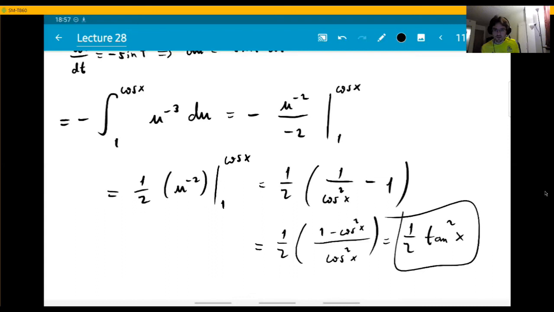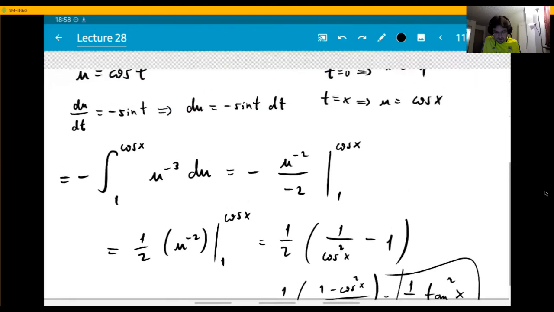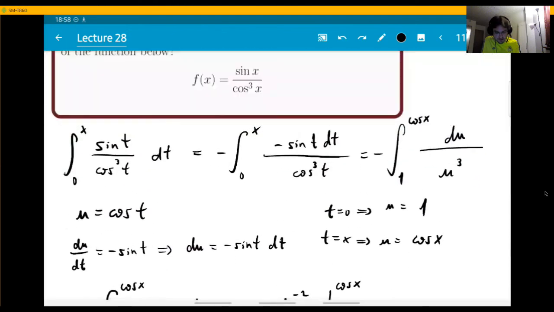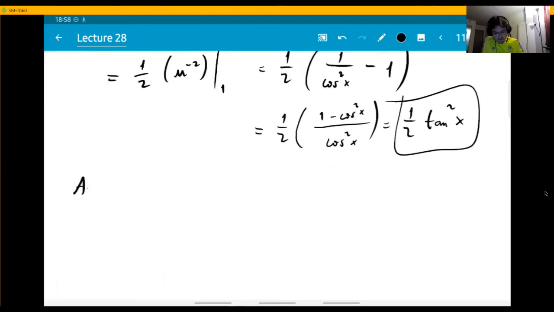Oddly enough, in this problem, the final answer is a function of x, but there is no plus c, because once again, this is a definite integral. There were endpoints, right? So no plus c here. And ever since the beginning, I already told you we are looking for a function as the answer. This is the area function, A of x. So the answer: A of x is equal to 1/2 tangent square x.